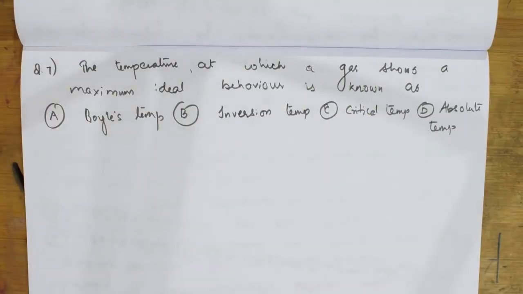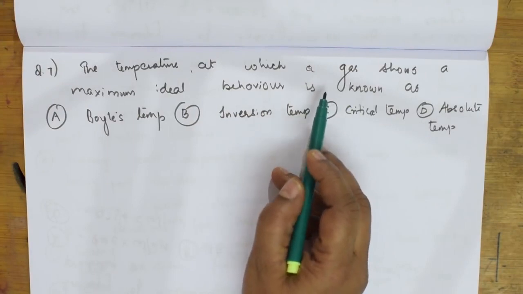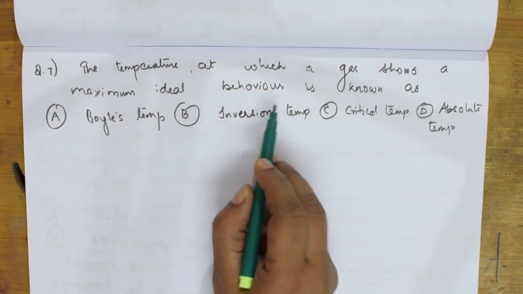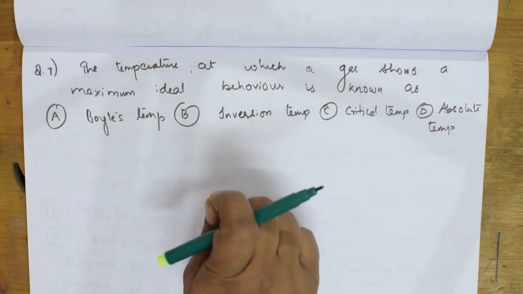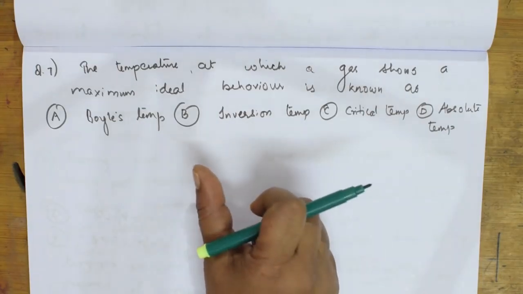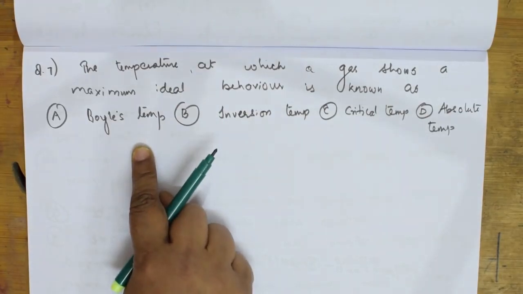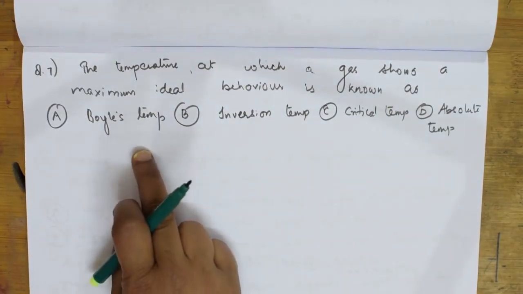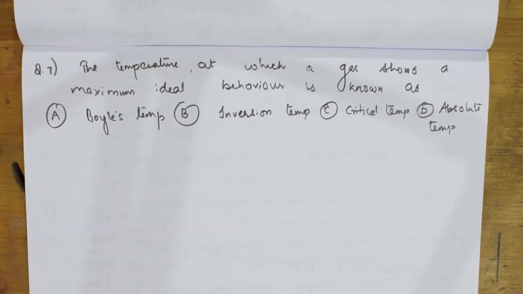Let's do the next question. Here what did they give us? They've given us: the temperature at which a gas shows maximum ideal behavior is. Okay, this is a very famous question. The temperature at which a gas shows maximum ideal behavior, and that too for a considerable range of pressures. Yes, this is Boyle's temperature. So what is Boyle's temperature? It is the temperature at which a real gas exhibits ideal behavior, for a considerable range of pressures, right?